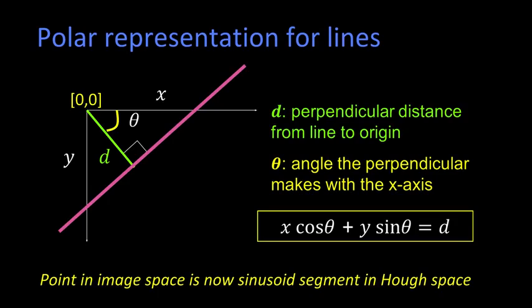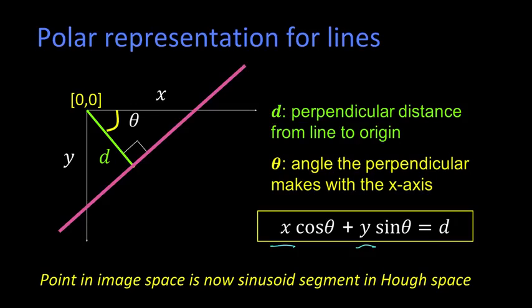One of the interesting things now is, if you take a look at this equation, if I know x and y, what I have left in terms of d and theta is a sinusoid, all right? Which is why we say that a point in image space is now a sinusoid in Hough space, and we'll see an example of that in a minute.